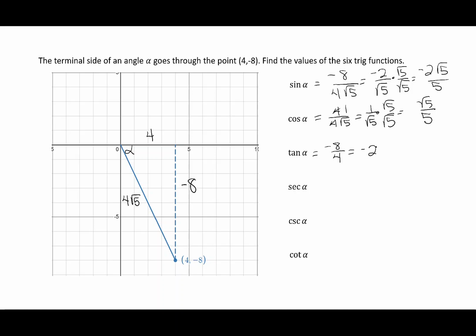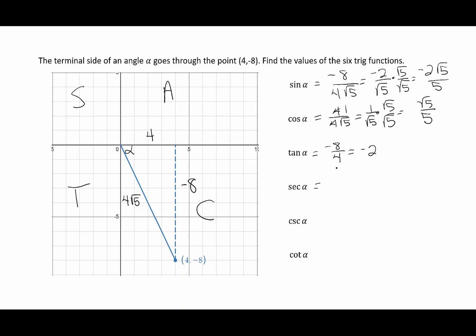Before we talk about secant, cosecant, and cotangent, let's talk about the signs of the quadrants. Remember, in quadrant 1, all trig values are positive. In quadrant 2, sine is positive. In quadrant 3, tangent is positive. And in quadrant 4, cosine is positive. Doing a quick look back, we can see this matches what we have as our solutions because square root of 5 over 5 is positive for cosine.